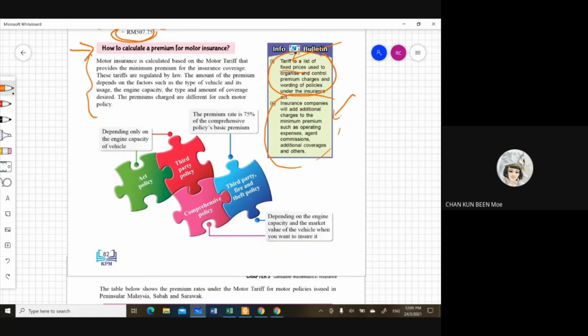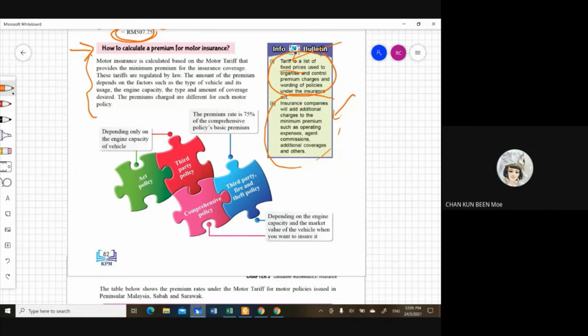Now this part. Motor insurance is calculated based on the motor tariff that provides the minimum premium for the insurance coverage. These tariffs are regulated by law. The amount of the premium depends on factors such as the type of vehicle and its usage, the engine capacity, and the type and amount of coverage desired, and the premium charged is different for each motor policy.